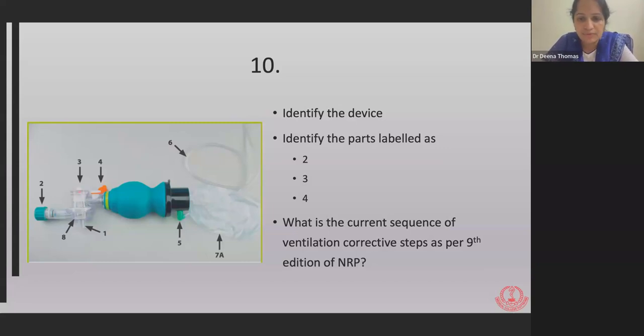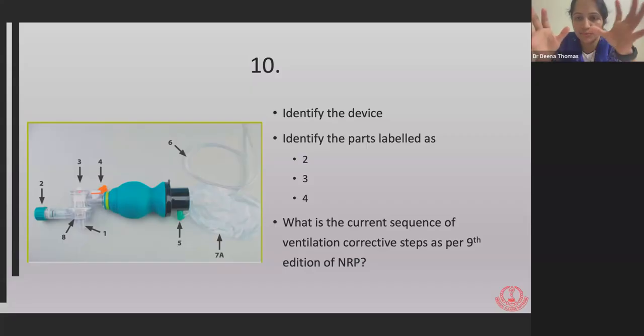What is this bag? I would like to know the answers for 2, 3, 4. What are these? And what is the current sequence of ventilation corrective steps? So it's a self-inflating bag, most of you know. So don't say ambu bag in your exam; you say it is a self-inflating bag. 3 is not the pop-off valve. It is the manometer. So everybody who has answered 3 as pop-off valve, I would like to correct: 3 is the pressure manometer.